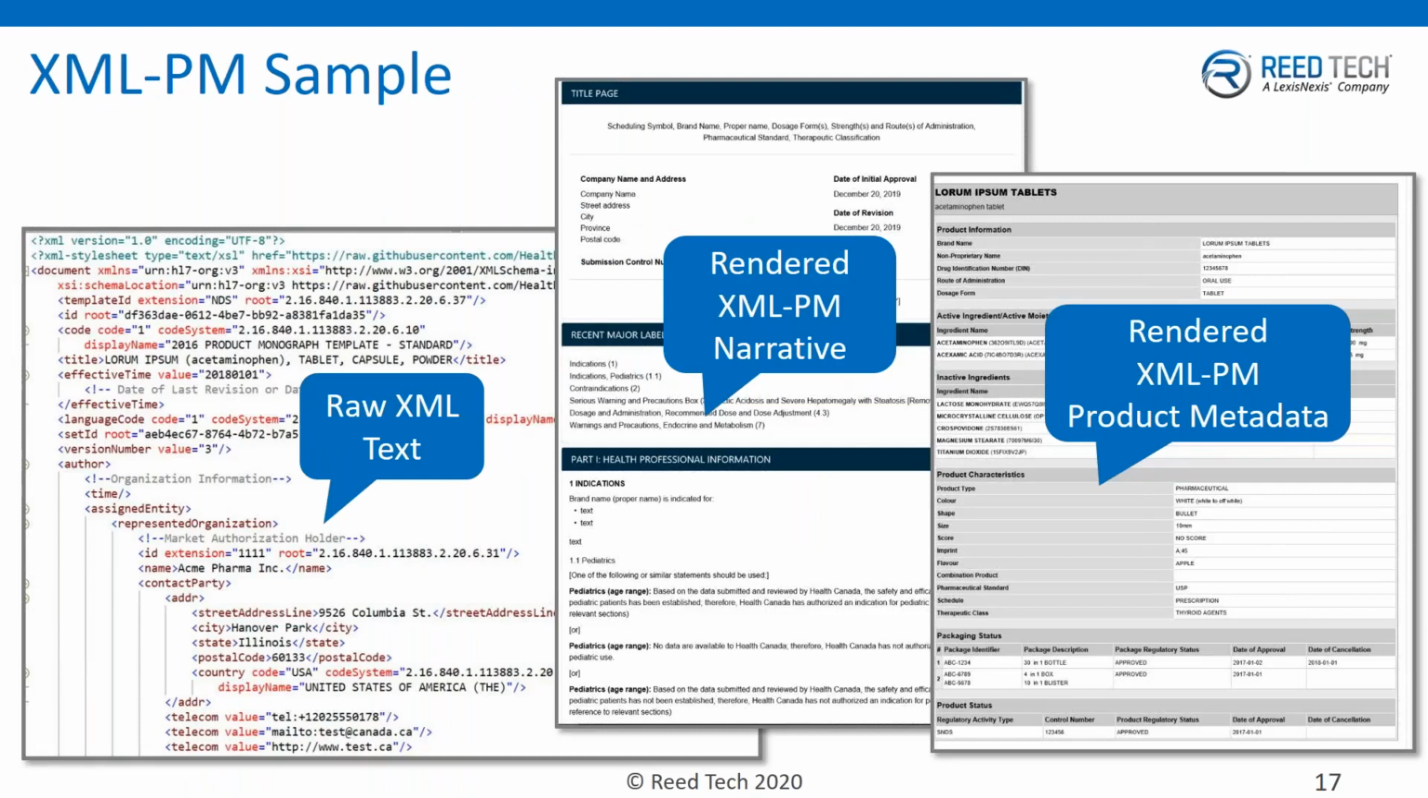All right, so let's take a look. We've talked a lot about XML product monographs, and here's a real live example. This is actually generated by Health Canada. On the left, you see some raw text.